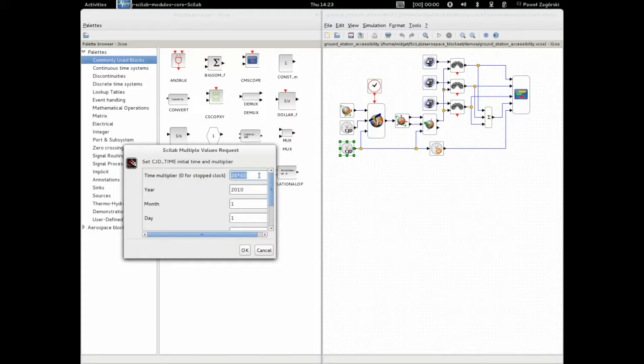This edit window, we can think about it as an edit window that answers a simple question. How many simulation units that we set in Xcos simulation parameters are in a single 24-hour day? So we assume that we will be using minutes as our time base. So there are 24 times 60 minutes in 1 day.